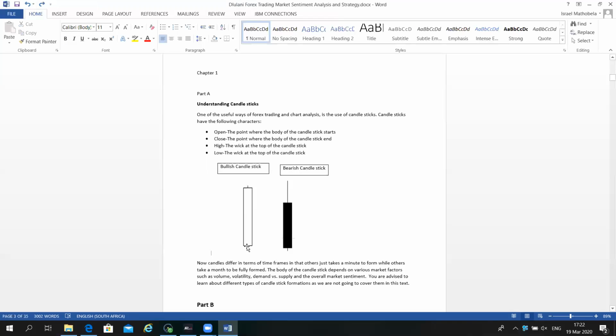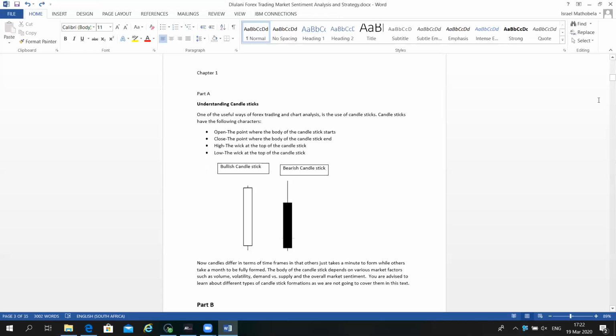For a bullish candle, it opens here at the bottom and then it closes here at the top. It has a low at the bottom, a high at the top. For a bearish candle, it has a low at the bottom, a high at the top, an opening at the top, and a closing at the bottom. It's just the difference in the opening and the closing, right?